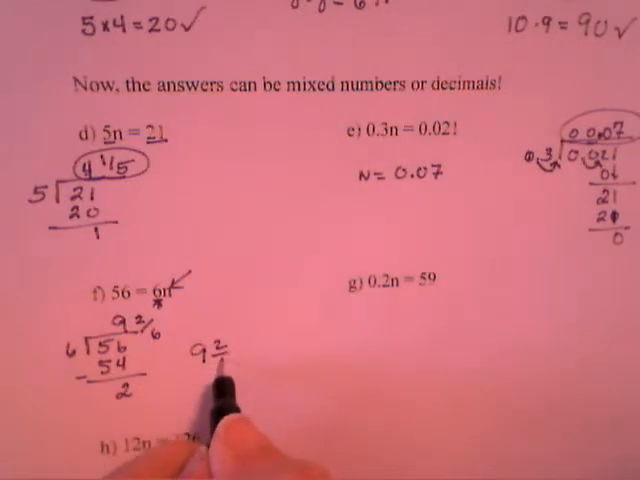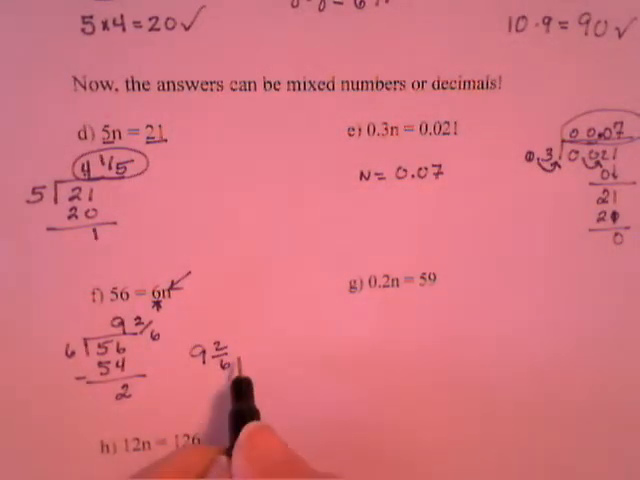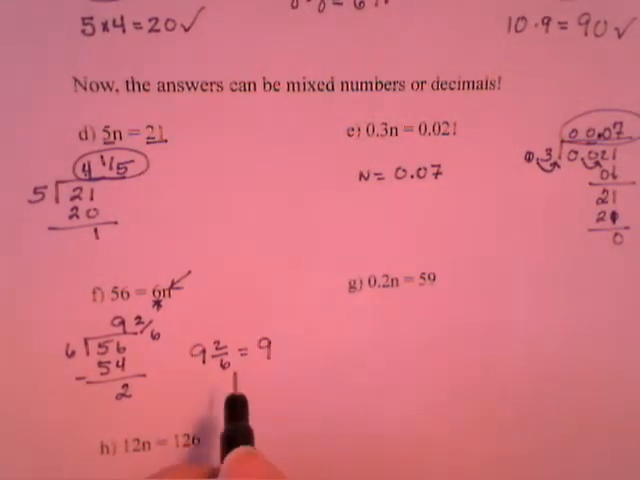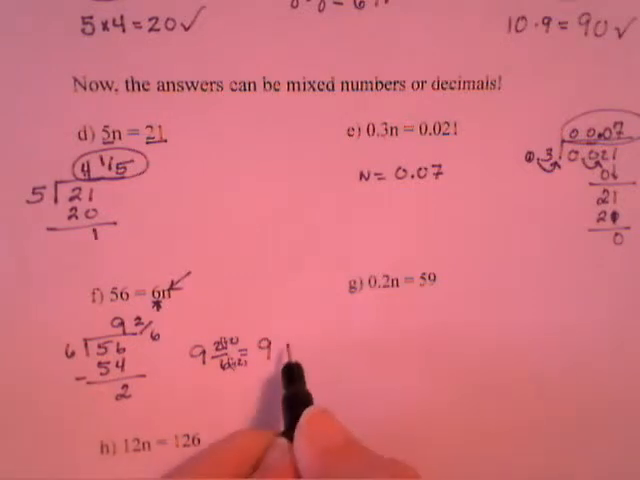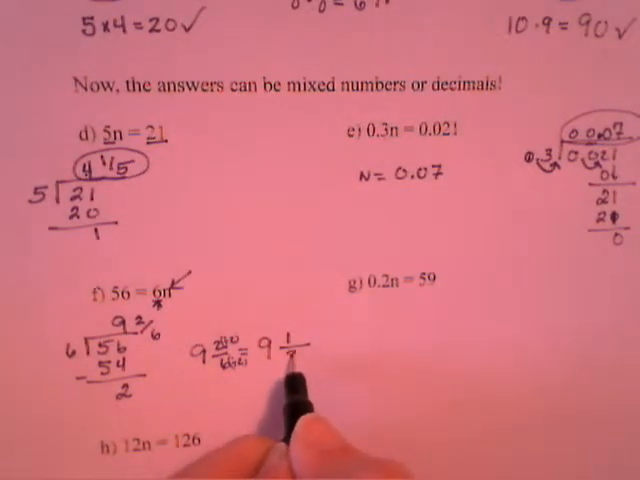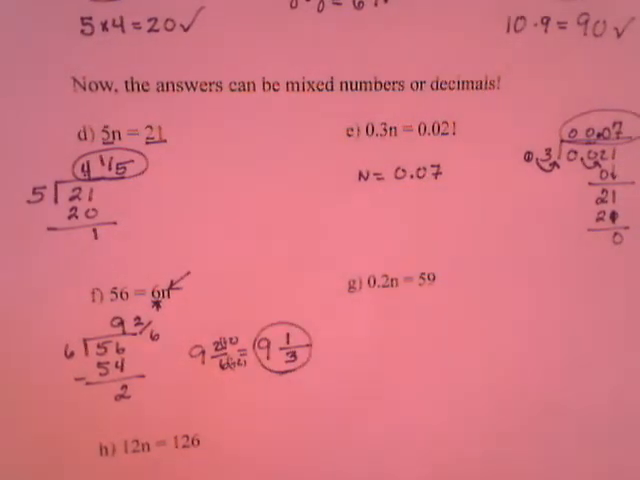But let's not leave it like that, because I can reduce that 2/6, and that'll be 9, and then I can divide the top and the bottom by 2. 2 divided by 2 is 1, 6 divided by 2 is 3, 9 1/3, and that'll be my answer for F.